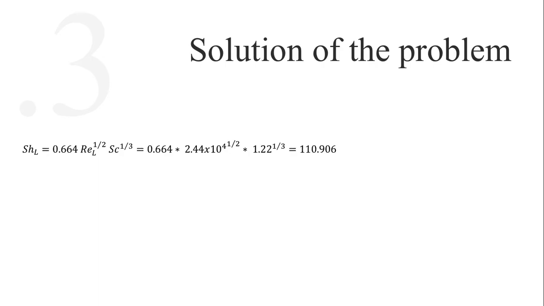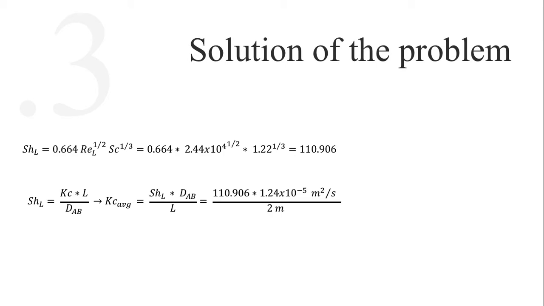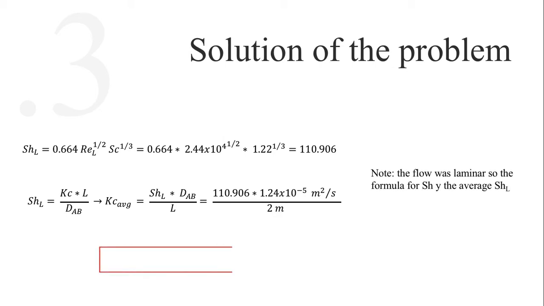Then we have our Sherwood equation. Because it was a laminar flow and is asking for an average value, we use the average laminar flow equation for the Sherwood number. And then also from the Sherwood equation we can clear out our Kc, that is the value that we want. And we obtain a value of 6.87 10 to the minus 4 meters per second.